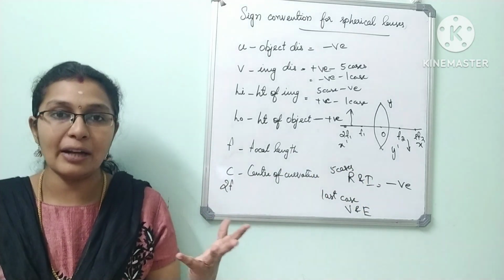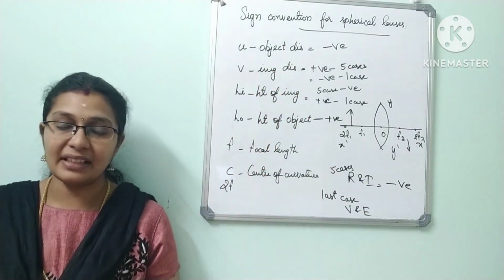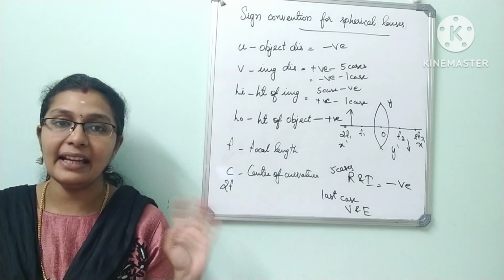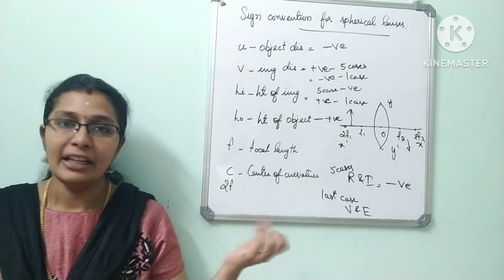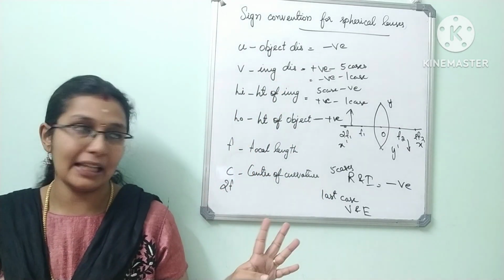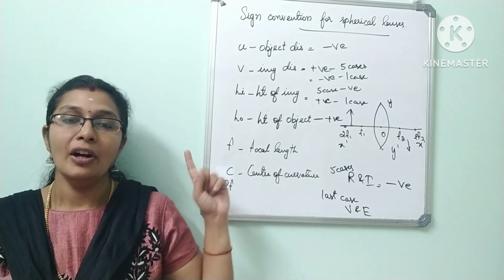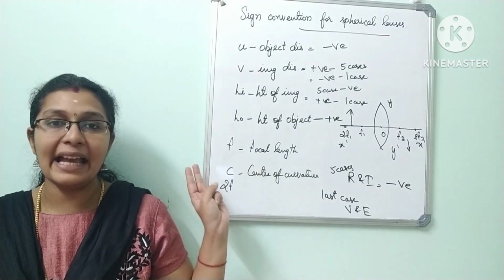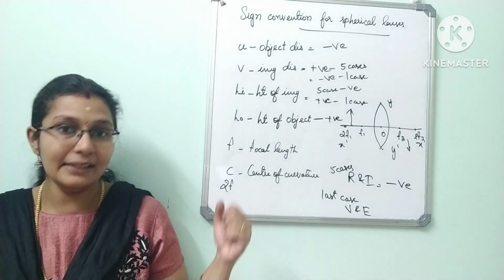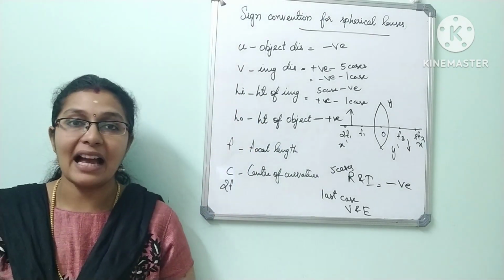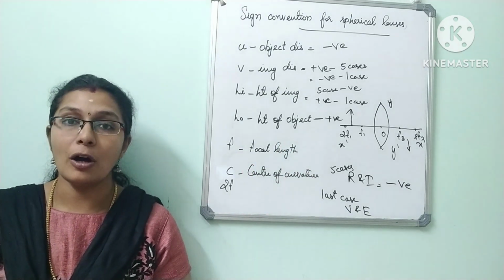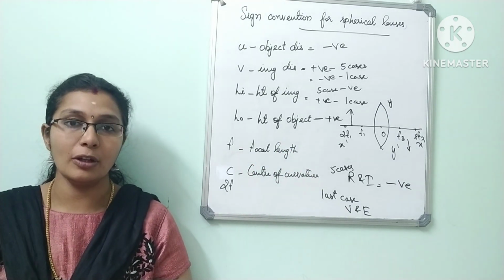First of all, before going for sign convention, just note U, V, HI, H naught, F and C, okay? You should be very careful. So U will always be negative and H naught will always be positive, for both mirrors and lens. And V and HI will differ based on the cases. So we have seen for convex lens. Now we'll go for concave lens.